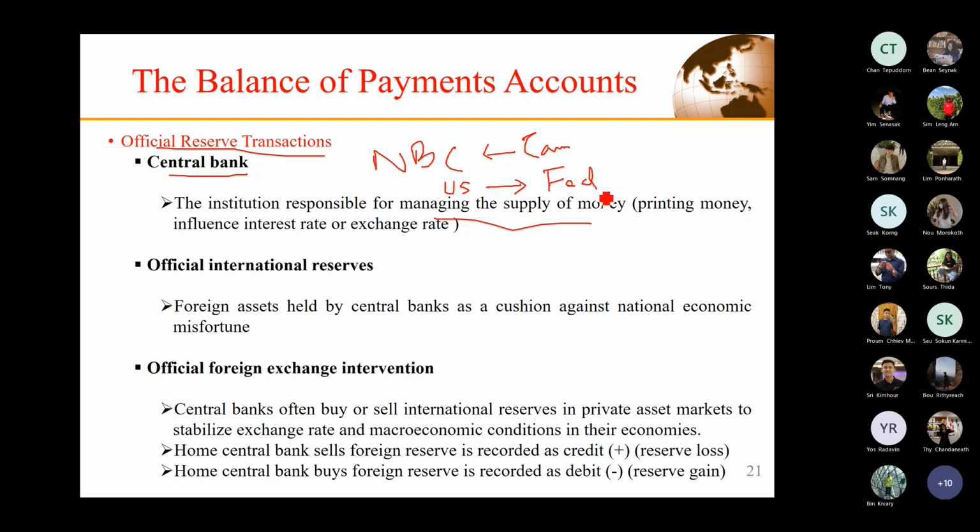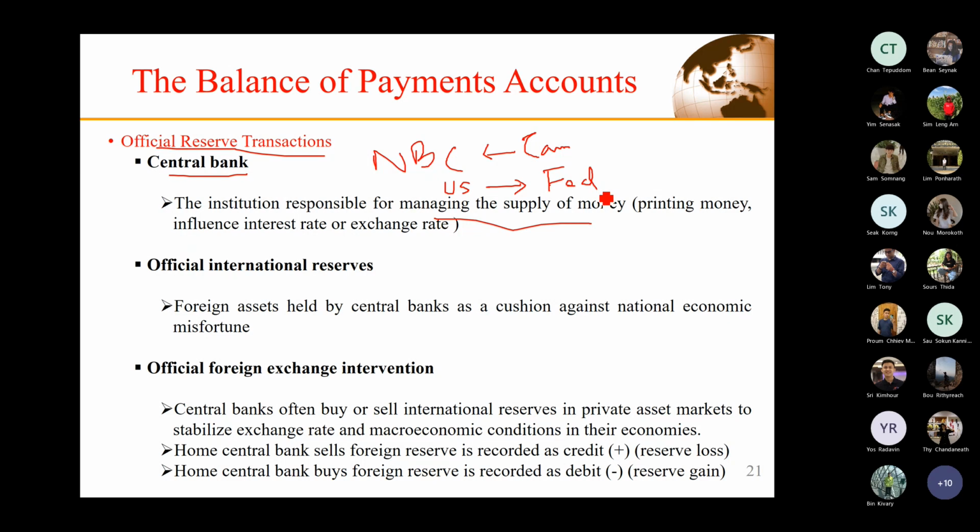Only the central bank can print money. The other banks in the country, the commercial banks, cannot print money. Because of that, the central bank can make the money grow bigger in the economy. It can also make the money smaller in the economy, if it wants to.